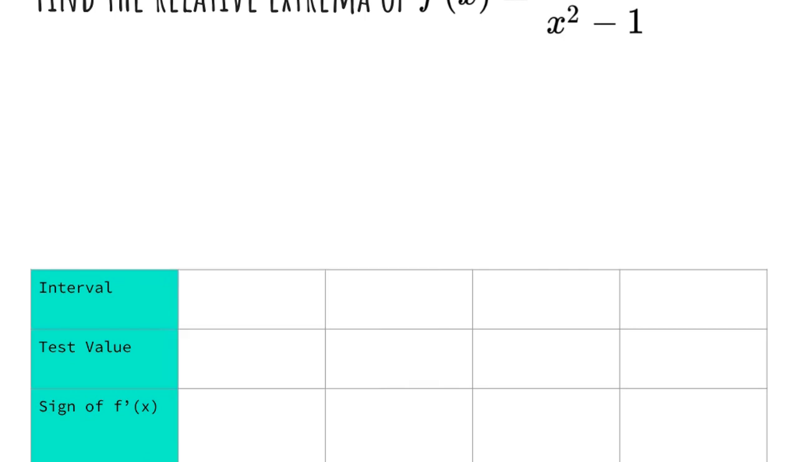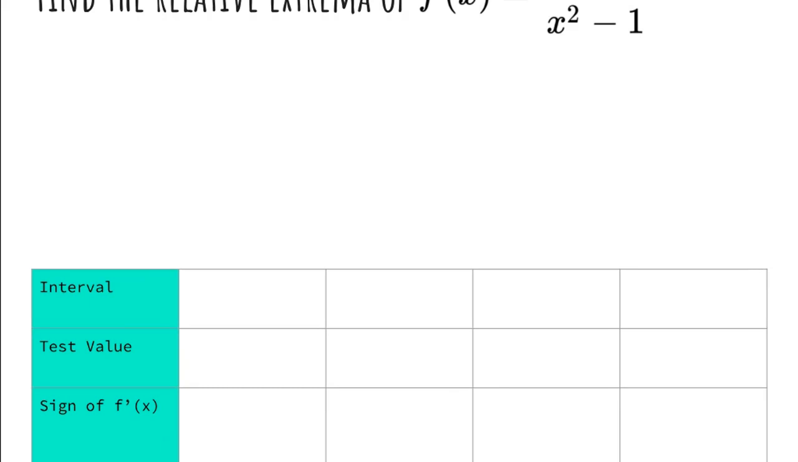Okay, one last example. So this one, a couple things. One, notice that 1 and -1 are not in my domain. Okay, so x cannot equal plus or minus 1. The reason is those are the values that make my denominator 0. So I'm going to find f prime of x right now.